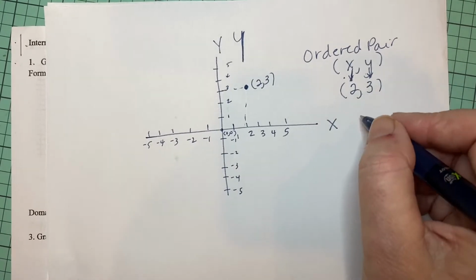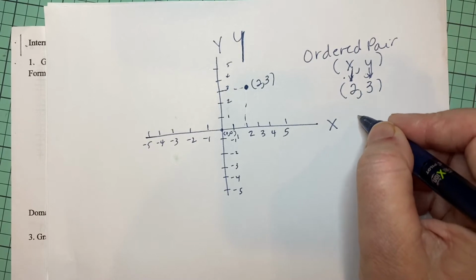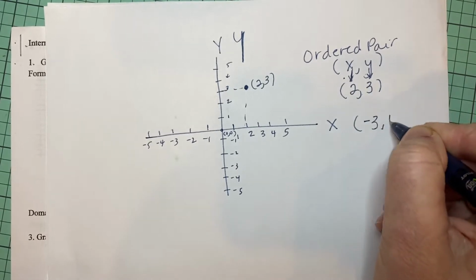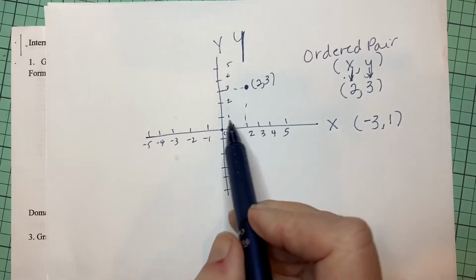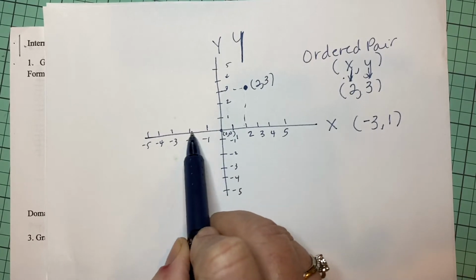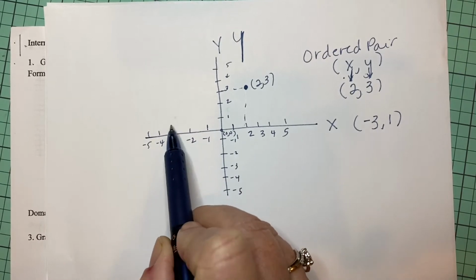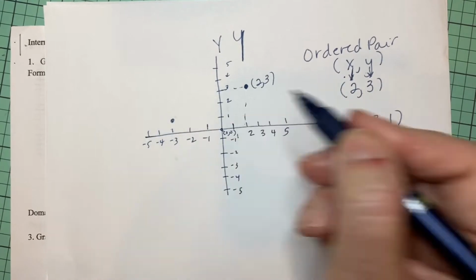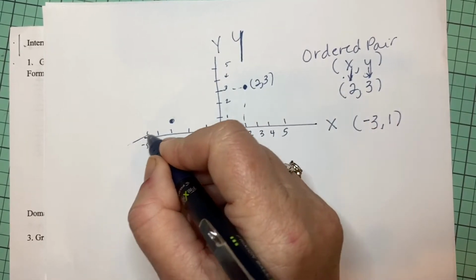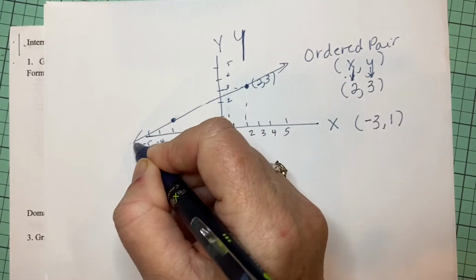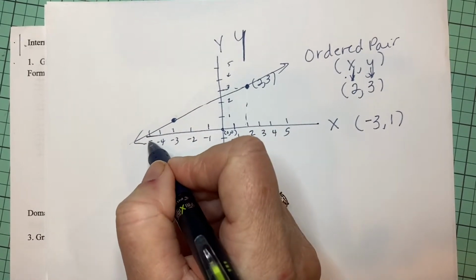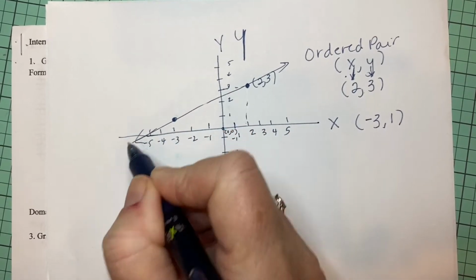So let's try another one. Let's do the point (-3, 1). For that one, I would start at 0, go to -3 on the x and then +1 on the y. And once you have 2 points, you can draw a line. Let me extend this a little bit.